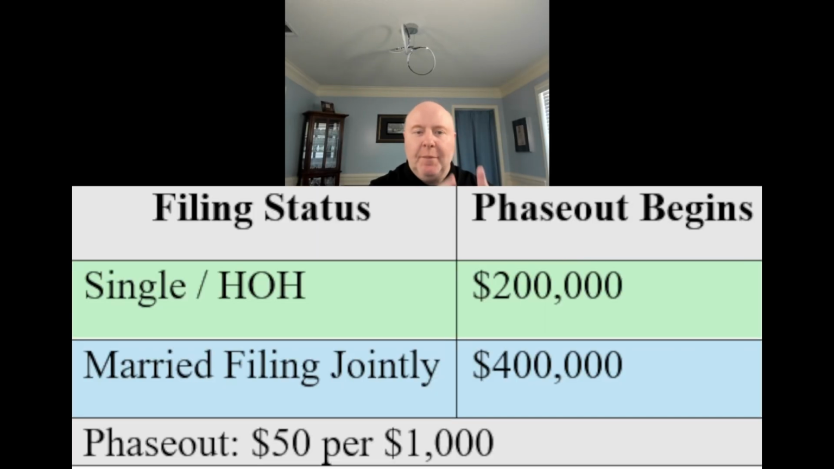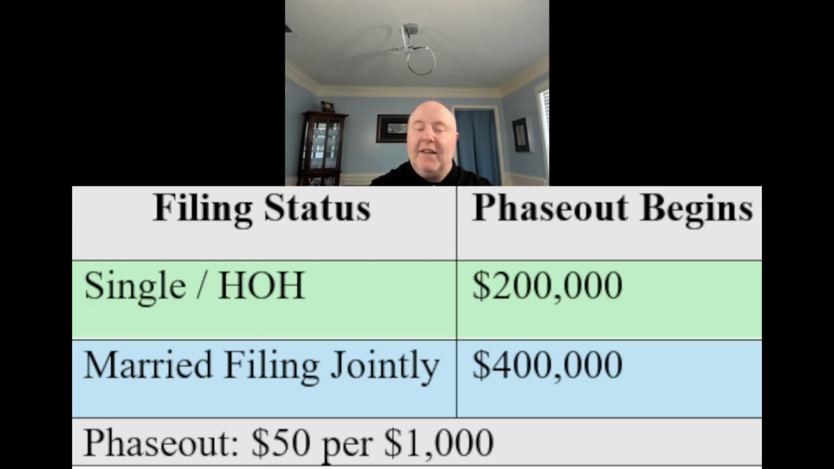So our phase outs depend upon our filing status. So you can see initially it's in the green. It's going to show you single or head of household. The phase out begins at $200,000. If you're married filing jointly, we're going to go ahead and double it up. It's going to be $400,000. So once you start hitting these areas, that's when you start to phase out of our tax credits, our child tax credit, and the additional child tax credit.